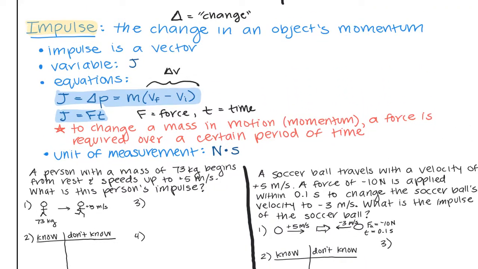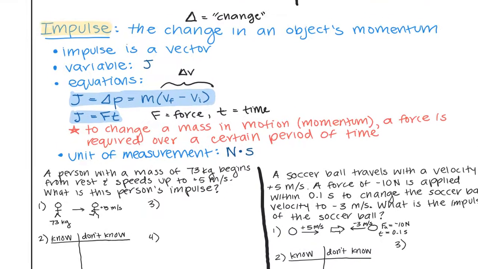And this makes sense again because to change an object's momentum, a force is required to change that momentum. It's required over a certain period of time, right? Think back to Newton's first law of motion. An object in motion will stay in motion. It will not change its motion unless it's acted upon by a force. So we do need a force to have impulse.